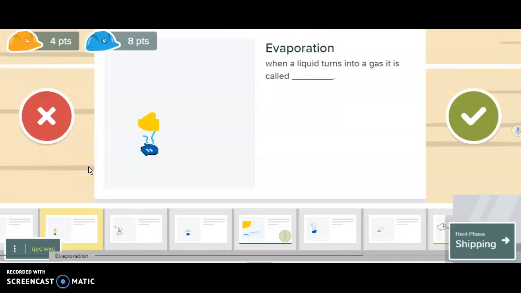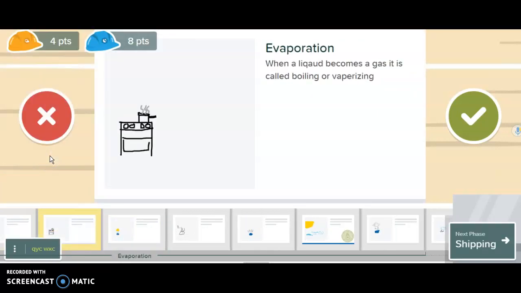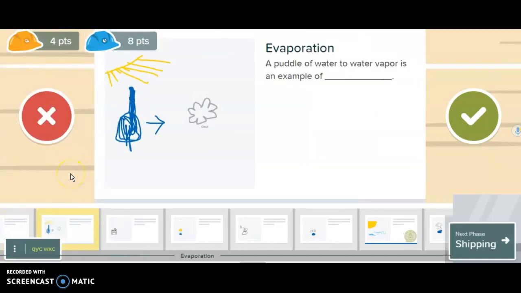When a liquid turns into a gas, it's called, who did this? Nobody? All right, okay. When a liquid becomes a gas, it's called boiling or vaporizing. It's true, but you kind of put the word in there. A puddle of water to water vapor is an example of it is evaporation.